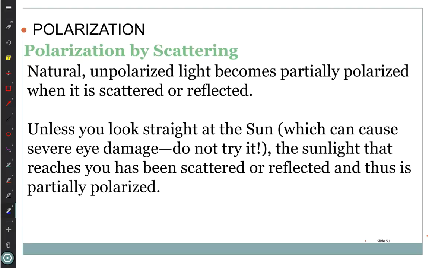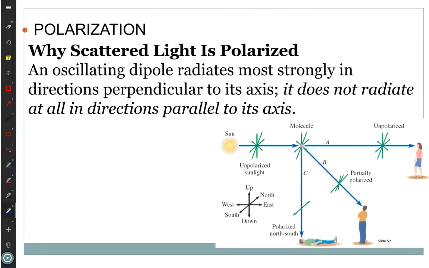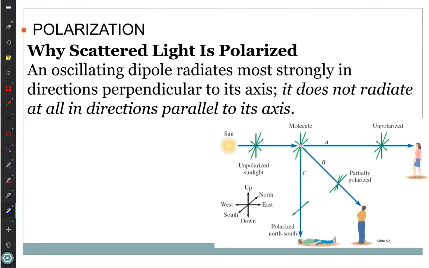The sky is the one that's on the screen. The sky also polarizes the light. We have sunlight. Sunlight is unpolarized. You have an electric field going in all directions, except for the direction the light's traveling.